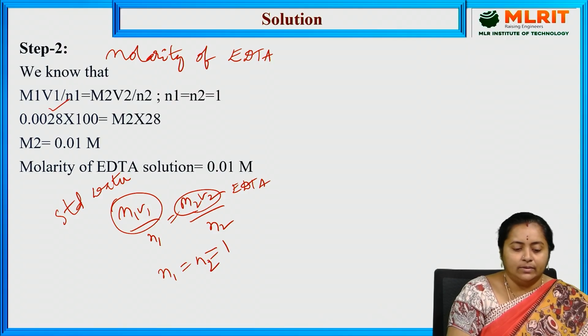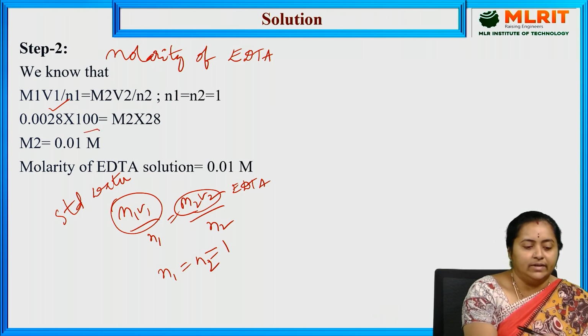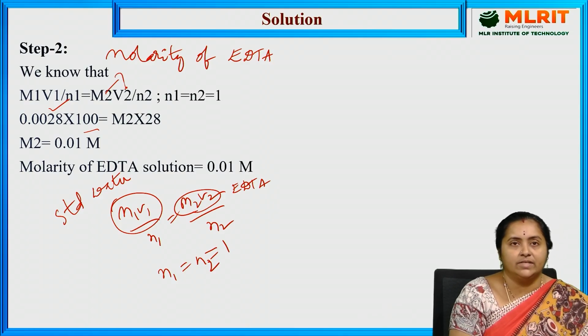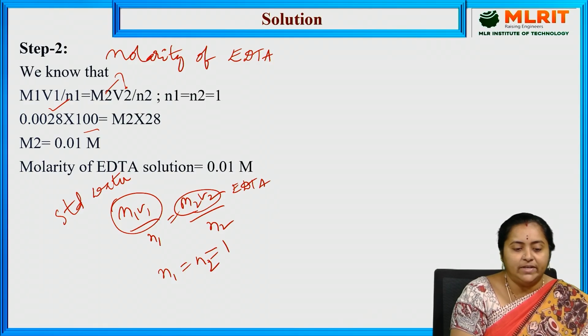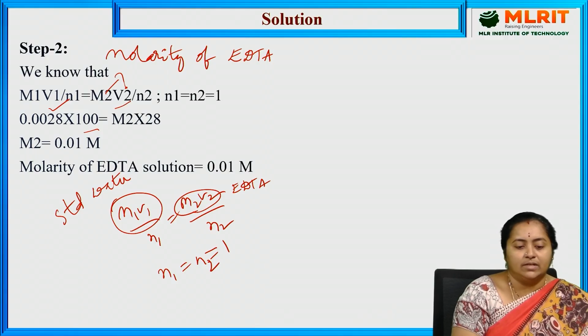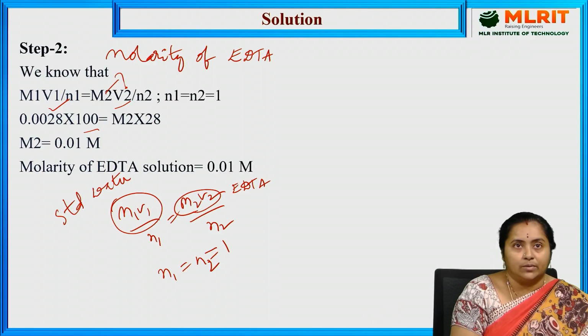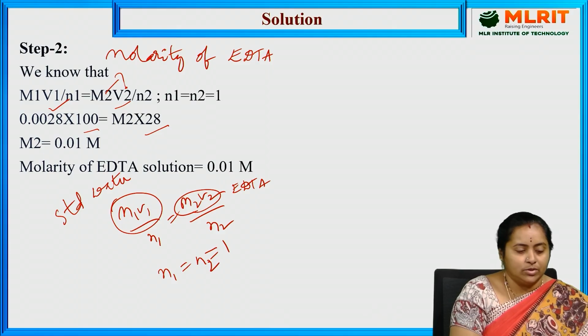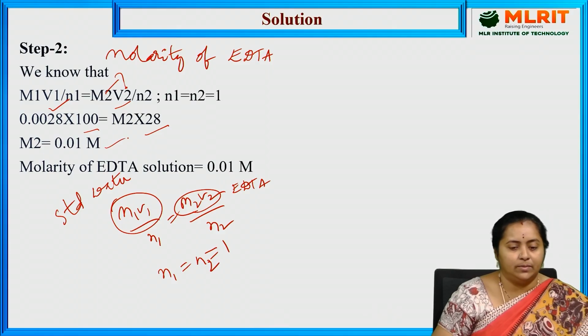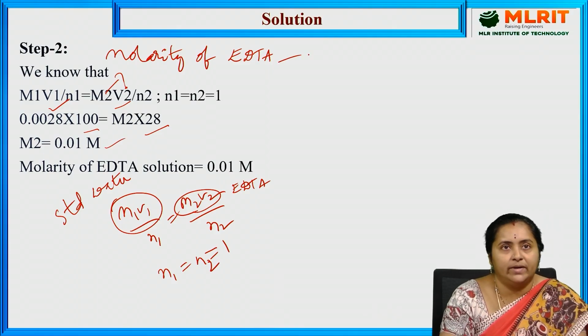It is obtained as 0.0028. And then what is V1? Volume of hard water sample, that is 100. And then what is M2? M2 is a question mark, we have to find out, that is molarity of EDTA. What is V2? How much amount it is consuming? For 100 ml of standard water solution required 28 ml of EDTA, that is given in the problem. So V2 value is equal to 28. By substituting all these values, we got the molarity of EDTA as 0.01 M.